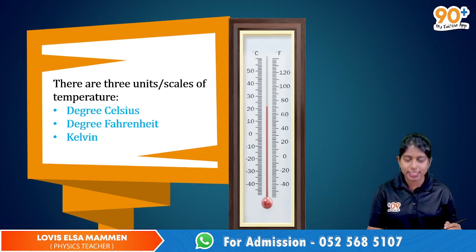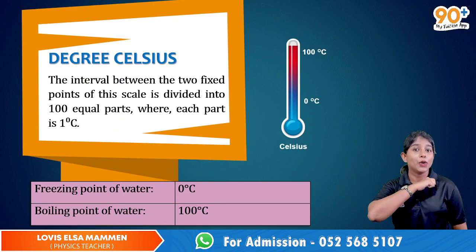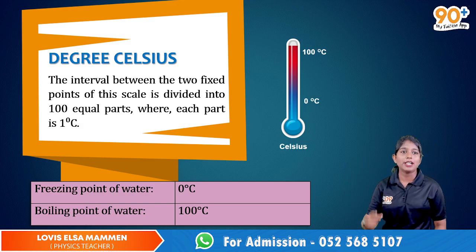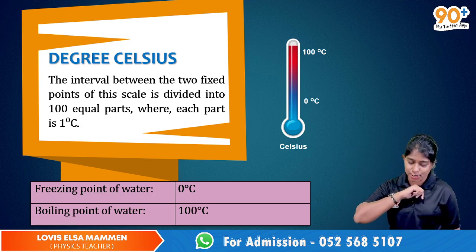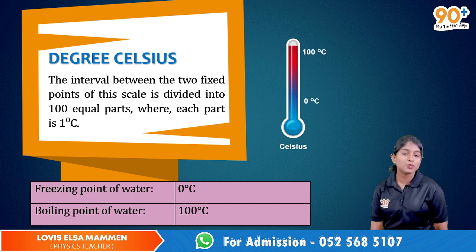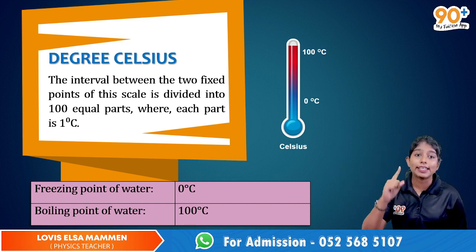Yes. So now we'll discuss the degree Celsius scale. So this is a degree Celsius scale. We know that water freezes at 0 degrees Celsius and water boils at 100 degrees Celsius. So it is divided into 100 equal parts. Got it? Okay, so this will be the degree Celsius scale and each part will be 1 degree Celsius.